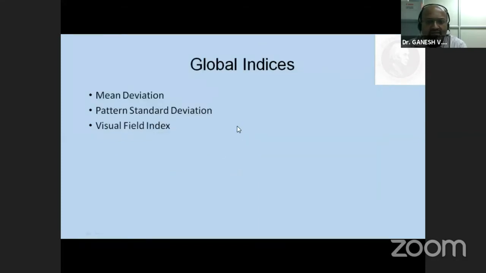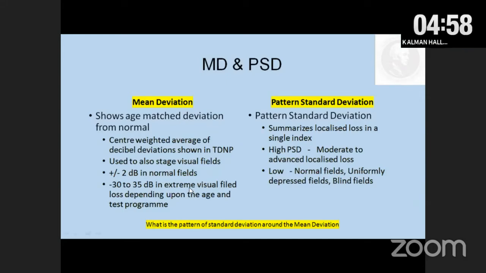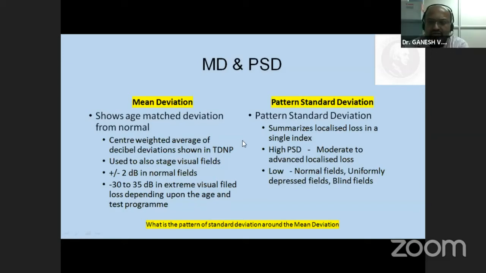Global indices are mean deviation, pattern standard deviation, and visual field index. Mean deviation shows the age-matched deviation from normal. So it is center weighted. Normal values are plus or minus 2 decibels. Very high values can also be seen in an advanced field. And pattern standard deviation summarizes the localized loss in a single index. So it's very useful for telling you in a single value what the end result is. High PSD means moderate to advanced loss, and low PSD values you can get in normal fields, uniformly depressed fields or blind fields.